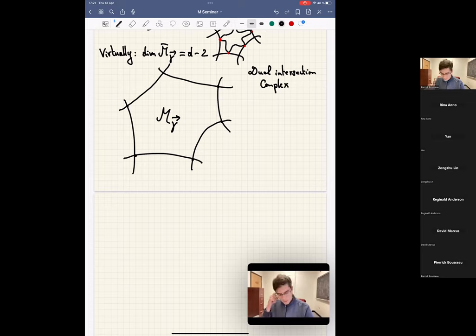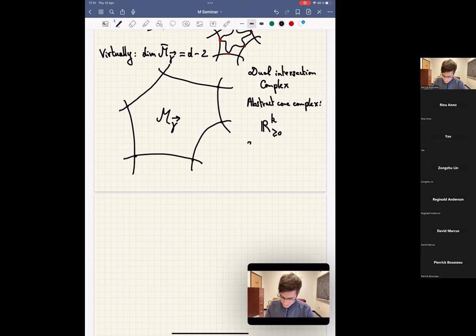Which is an abstract cone complex, which consists of a standard cone R non-negative to the power k for each codimension k stratum in the stratification induced by this simple normal crossings divisor.